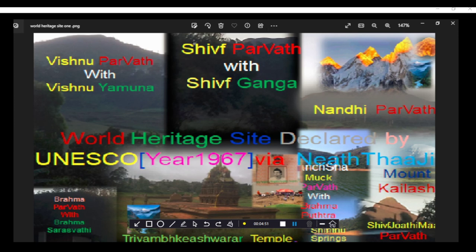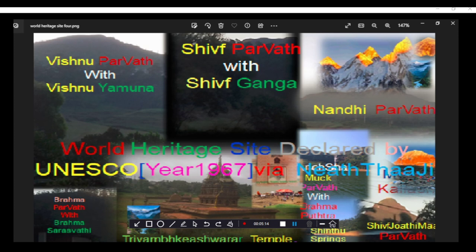All the peaks, sacred peaks are there. That is why they have declared it a World Heritage Site by UNESCO. It is a liturgy college in 1967. So it is something of a rare atmosphere. Now let's go to another Mount Kailash view. This is called a golden and yellow mount, Mount Kailash view.